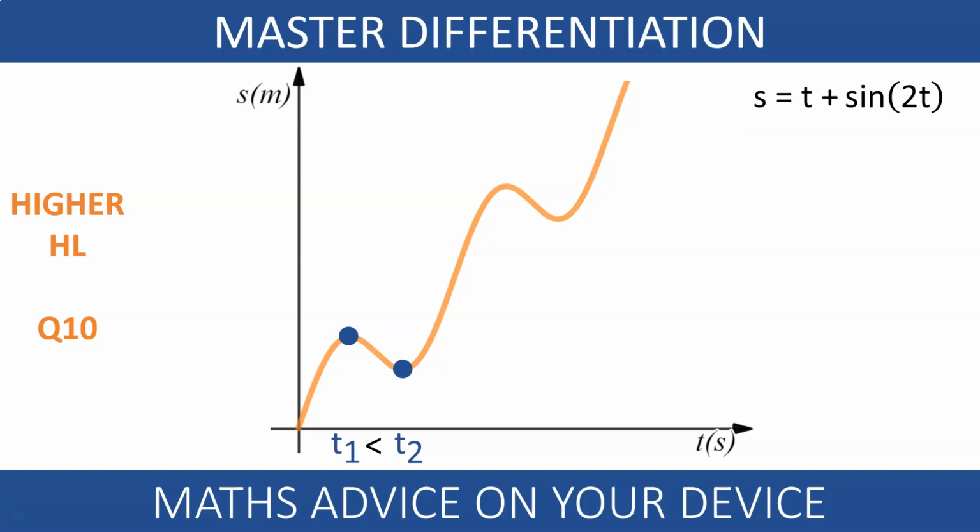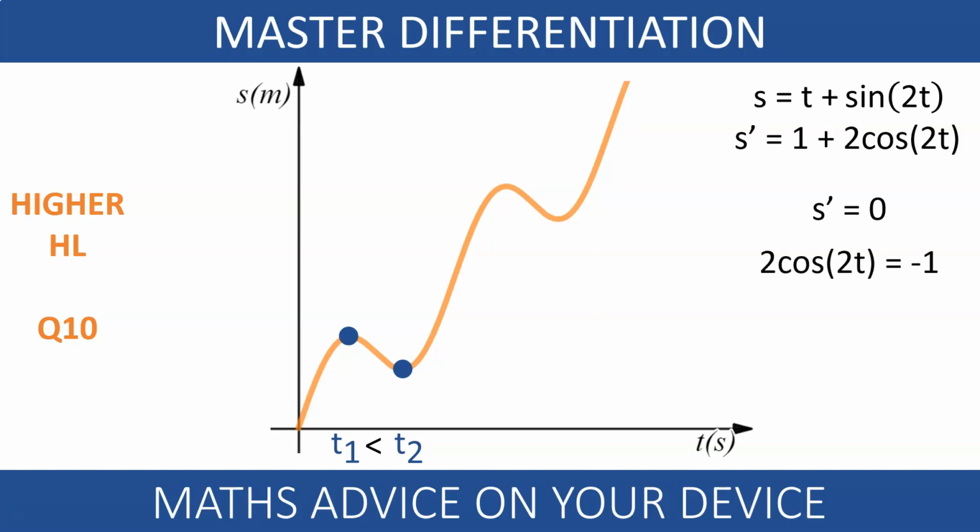To find these values, we differentiate the displacement and make it 0. The velocity is 0 when the particle is at rest. We want to find the values of t that make this equation 0, so we need to solve the trigonometric equation. This has 2 solutions, 2 pi over 3 and 4 pi over 3. Dividing by 2, we obtain the times t1 pi over 3 and t2 2 pi over 3.